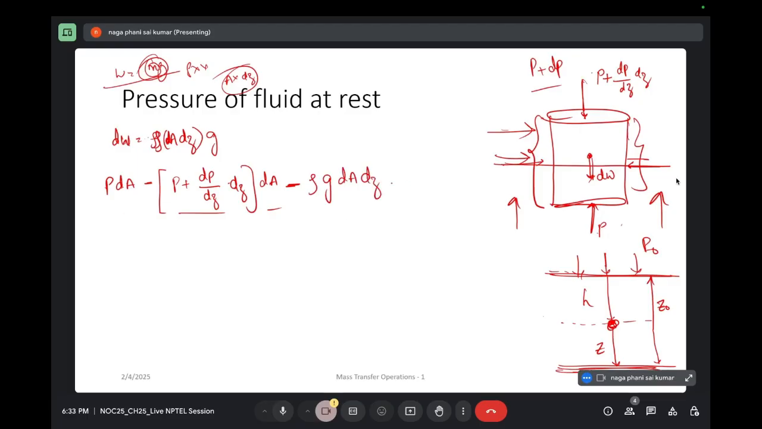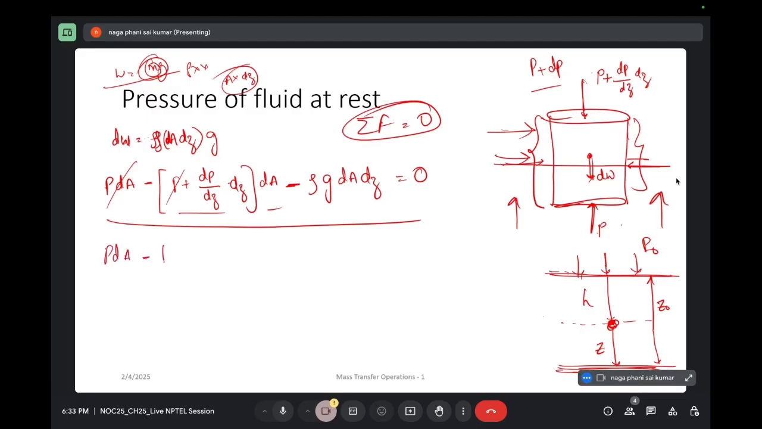So summation of all the forces should be equal to 0 if this particular liquid droplet is at stable condition. Then sum of all the forces should be equal to 0, right? If this is at stable condition, or if it is at rest. So let's cancel out all the terms, or let's expand it first. So it will be P into dA minus P into dA minus dP into dA minus rho g dA into dz is equal to 0.